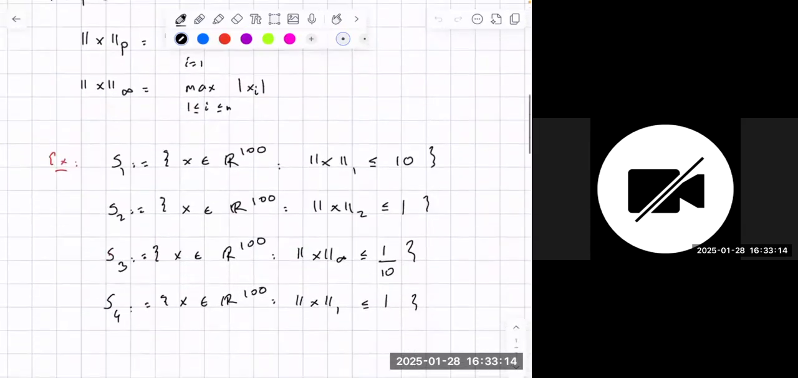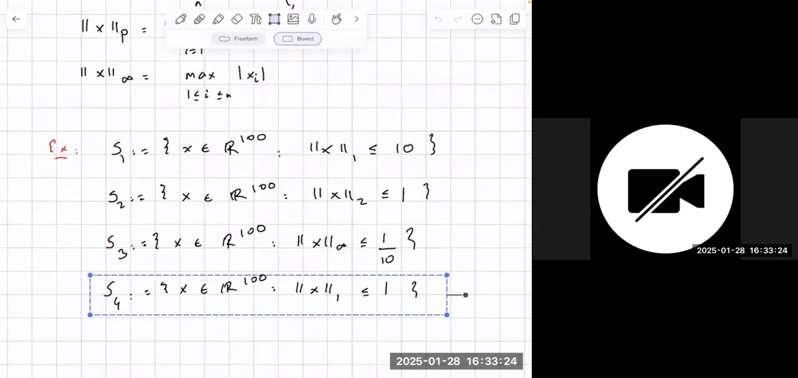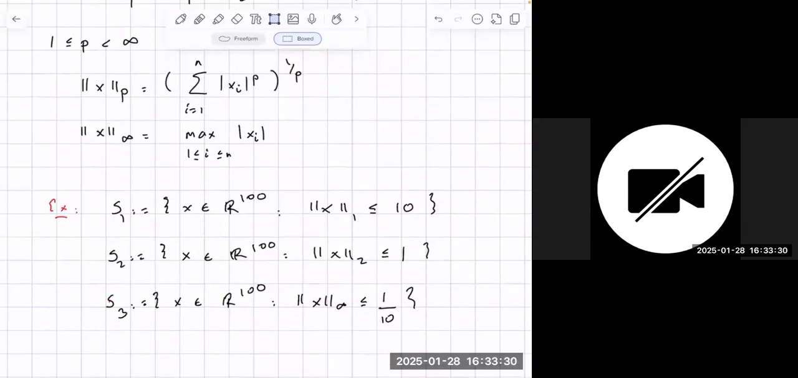We don't have to do everything I wrote here. Maybe let me even erase some of it. I'm going to define a couple of sets here, and then your task will be to look at them and see which one is included in which. Let's just leave three of them. I'm working with vectors which have 100 features. The first set is everybody who has L1 norm less than 10. Second set, everybody who has L2 norm less than 1. And the last one says everybody who's got infinity norm less than 1 over 10.